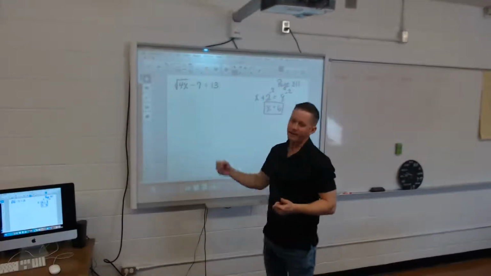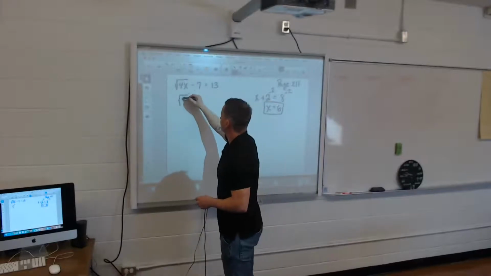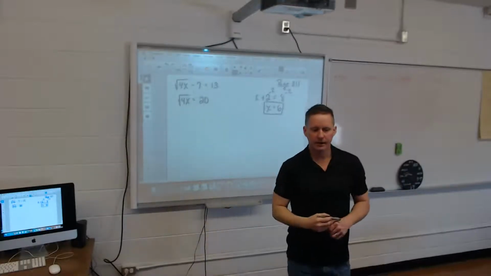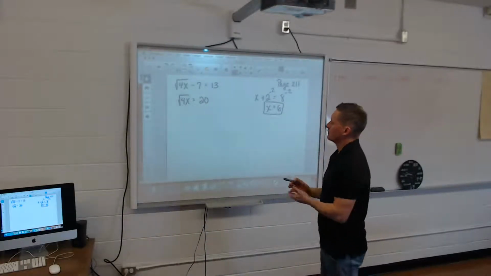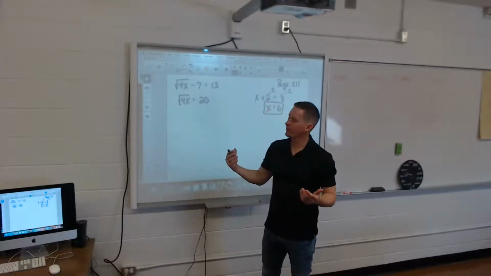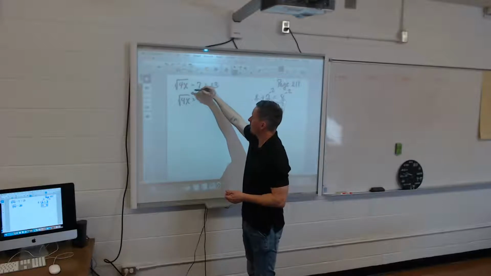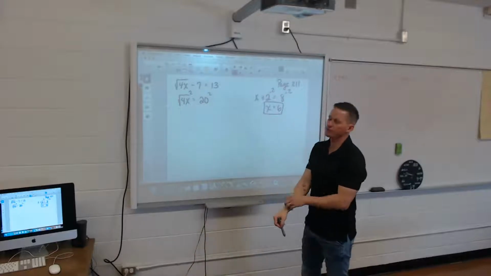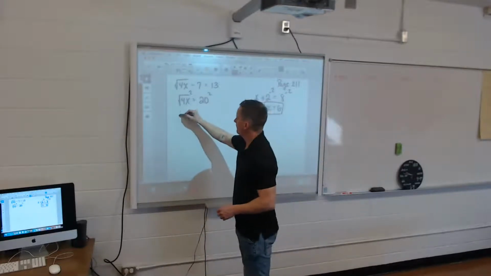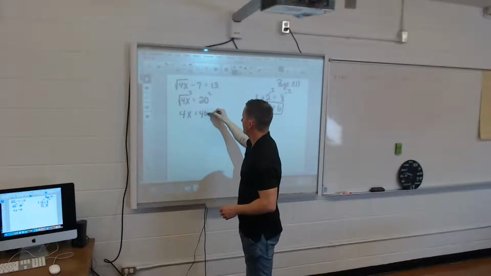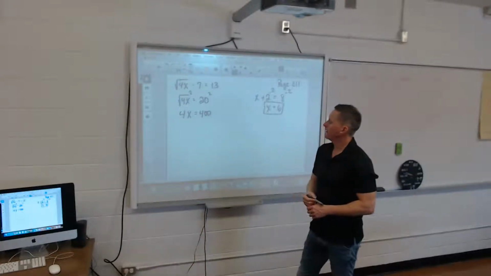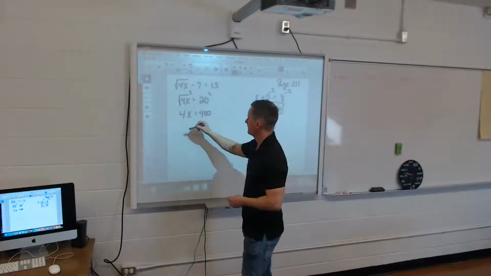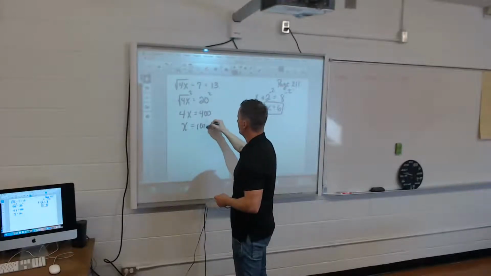All right. So first thing I'm going to do is add 7. 4x is equal to 20. Okay. So now that I have it isolated, I can get rid of my square root value. So how do I get rid of any square root value? I do the inverse, opposite, whatever you want to call it, and I'm going to square both sides. So that gives me 4x equals 400. Okay, and now I have to isolate the x. Last thing I do, divide by 4, x is equal to 100.